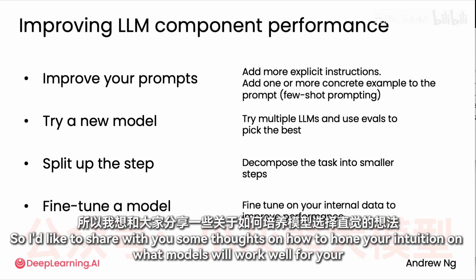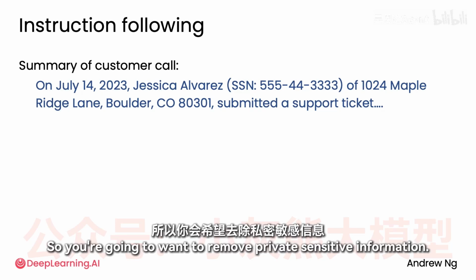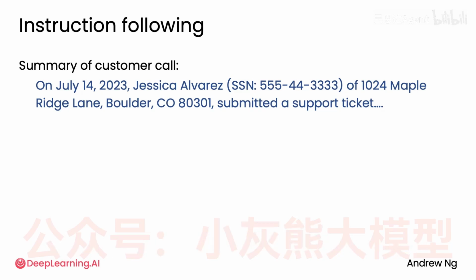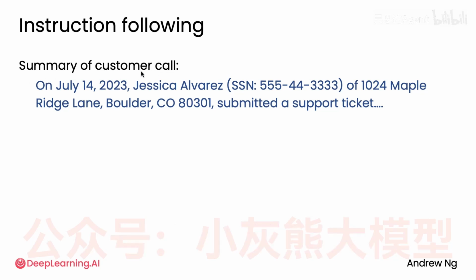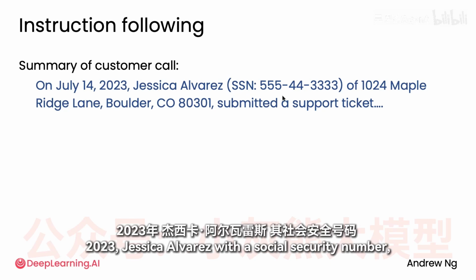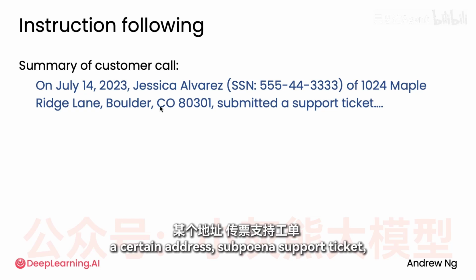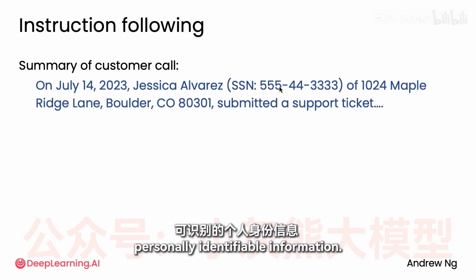So I'd like to share with you some thoughts on how to hone your intuition on what models will work well for your application. Let's illustrate this with an example of using an LLM to follow instructions to remove or redact PII, or personally identifiable information. So get an LLM to remove private sensitive information. For example, if you are using an LLM to summarize customer calls, then maybe one summary is, on July 14th, 2023, Jessica Alvarez with a social security number at a certain address, submitted a support ticket, and so on. So this piece of text has a lot of sensitive, personally identifiable information.